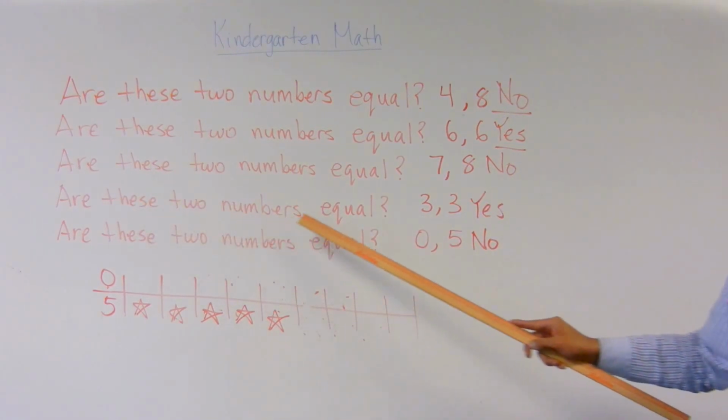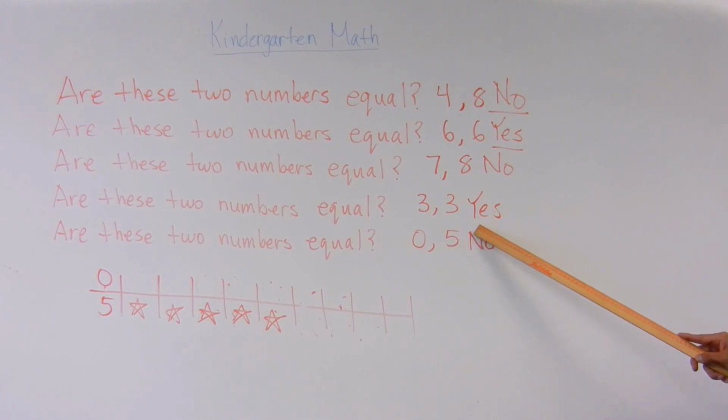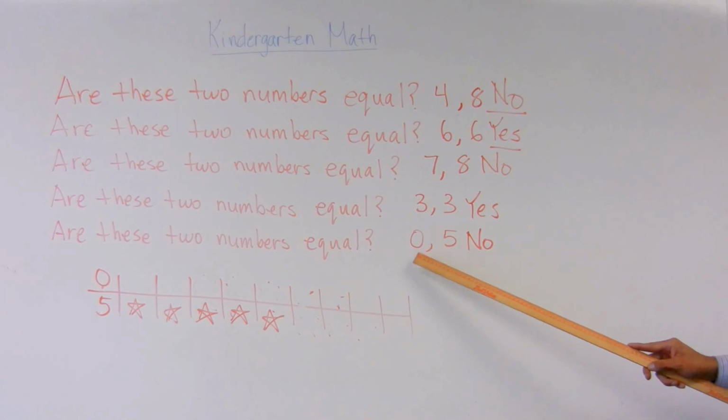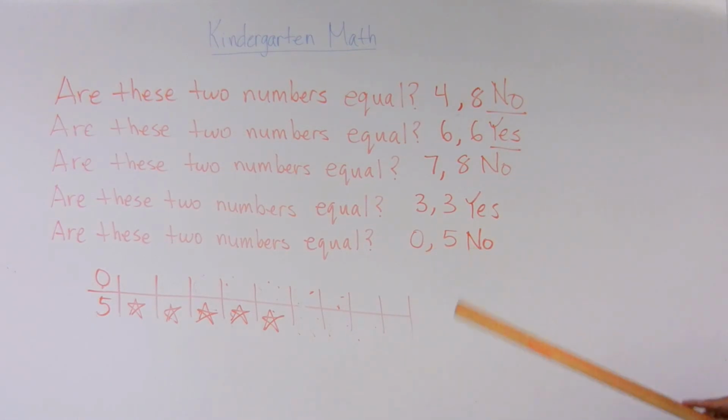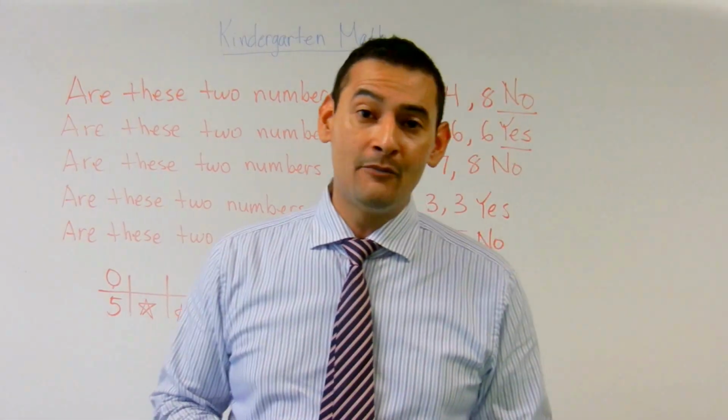Are these two numbers equal, 3 and 3? They're the same, right? So the answer is yes. Are these two numbers equal, 0 and 5? Very different from each other? The answer is no.